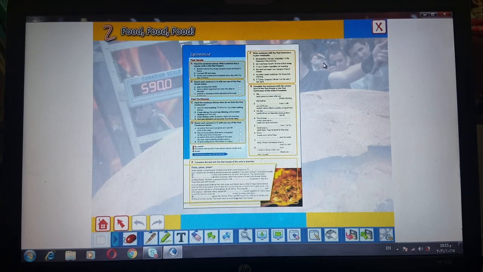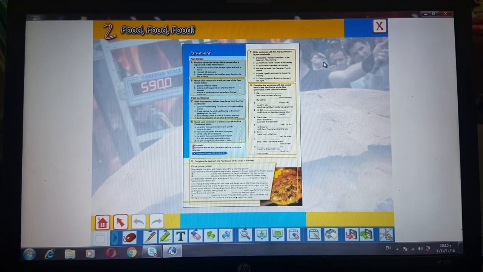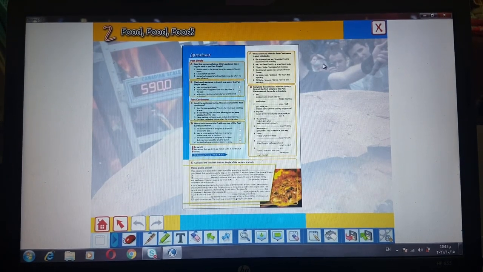And the past continuous tense. The past continuous tense is used when we want to talk about two actions that happened in a specific time in the past and one of them interrupted the other.